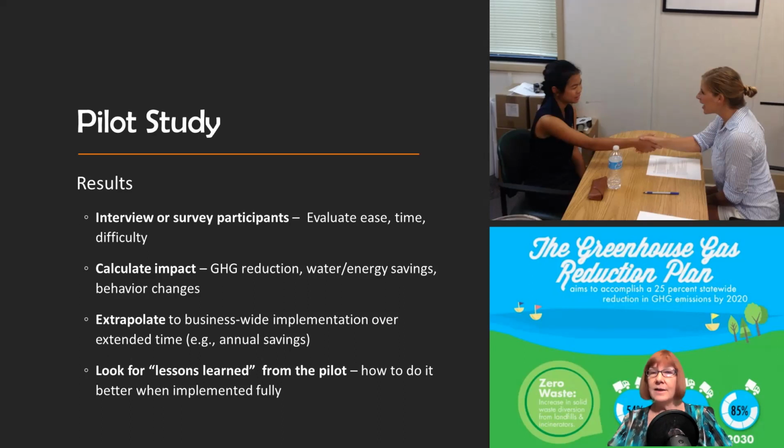And then if you can, you want to calculate the impact, the greenhouse gas reduction, the water or energy savings, and any behavior changes that you noted. And then you want to extrapolate to business-wide implementation over extended time, like annual savings. Like if you're just looking at one light bulb, what happens when they change all their light bulbs out, and what are the savings going to be over a year's time?